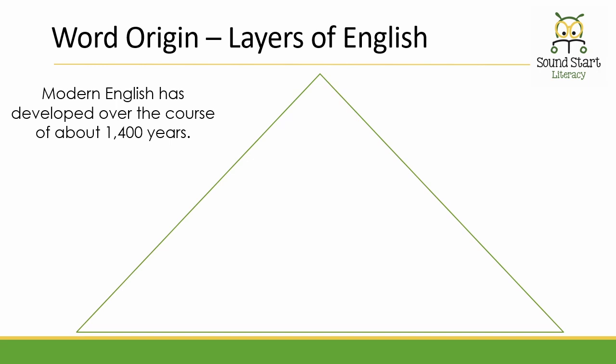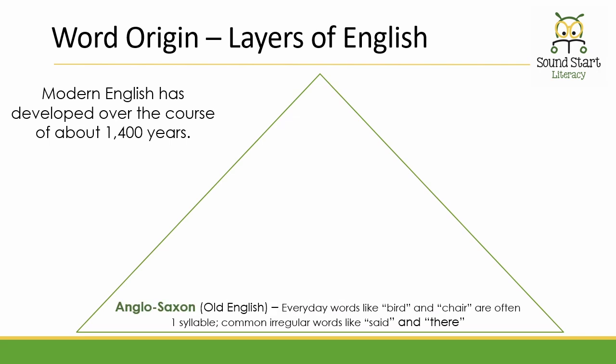Finally, we have word origin. Modern English has developed and evolved over the course of about 1400 years. Over that time, other languages have influenced English, resulting in many spelling complexities. This pyramid shows the layers of the English language. The first layer is the Anglo-Saxon or Old English layer. This is the oldest layer of English and consists of everyday words like bird or chair, and these are often one-syllable words. They also provide us with many irregularly spelled words like said. These words had pronunciations that changed over time, but the spellings remained the same.